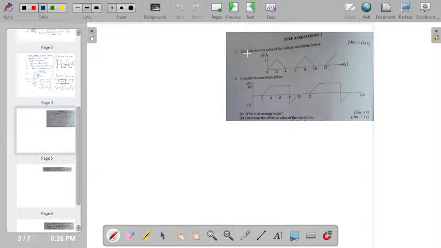Okay, so I have these two questions. Number one says calculate the RMS value of the voltage waveform below. Then number two says consider the waveform below. Then we find the average value. We determine the effective value of the waveform.